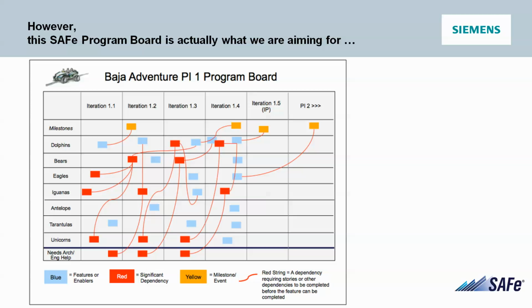However, what we are aiming for is actually this SAFe program board. We see here the teams vertically and the sprints or iterations horizontally. And the red lines are visualizing the dependencies between the artifacts. And I will show you that the dependency board widget or Timebox planning widget can support you in doing this. You will love it, I promise you.